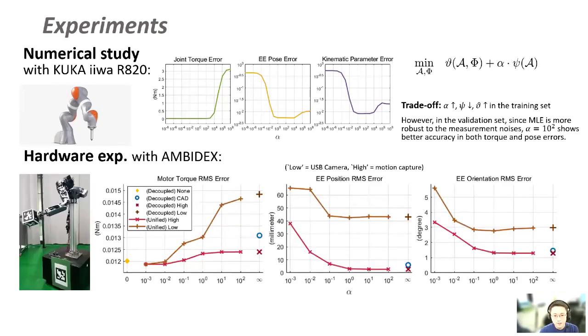Next, the hardware experiment with Ambidex. We compare the results of using 2 cameras that have high accuracy and low accuracy, denoted by high and low respectively. The high accuracy camera is the motion capture system, and the low accuracy camera is the USB webcam. The April tags are attached to the end effector to measure the pose with the webcam. The blue circle named CAD denotes that the kinematic parameters are given by CAD design instead of the kinematic identification.